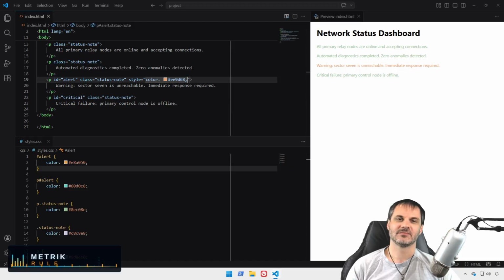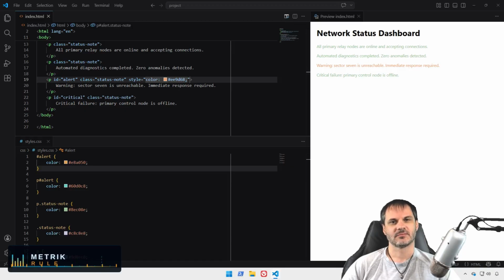Okay, I want to run a quick experiment. I know that p.statusNote is 011. What if I write section p.statusNote? That would add another type selector so it becomes 012. Would that beat my #alert, which is 101? Work out the comparison. Section p.statusNote is 012. #alert is 101. First slot 1 versus 0.